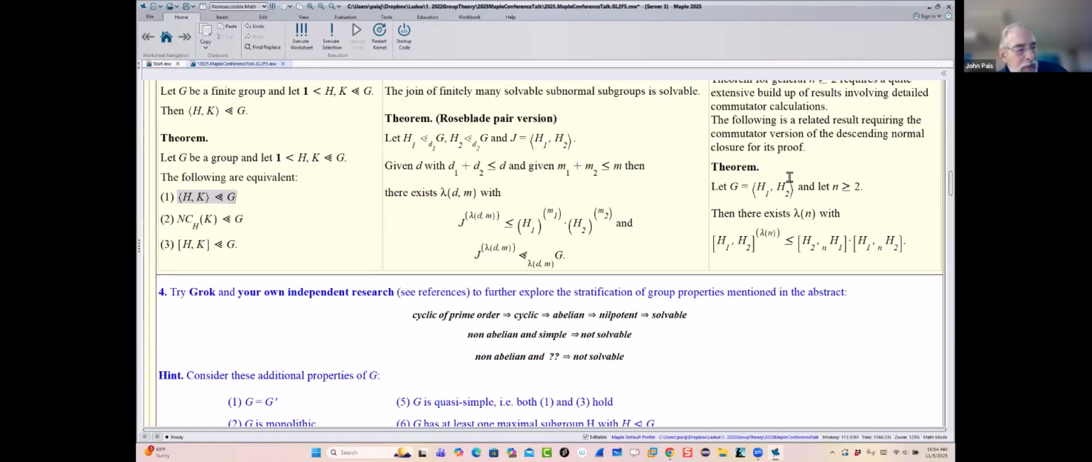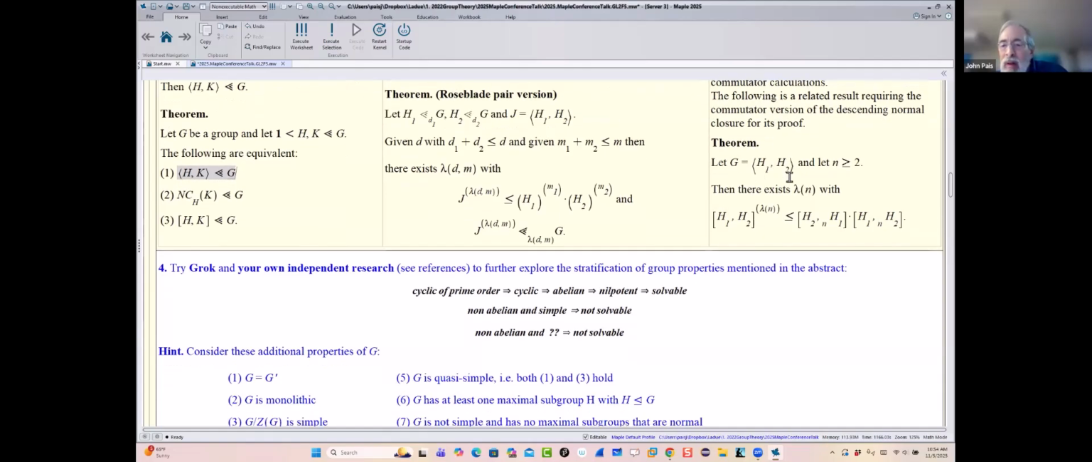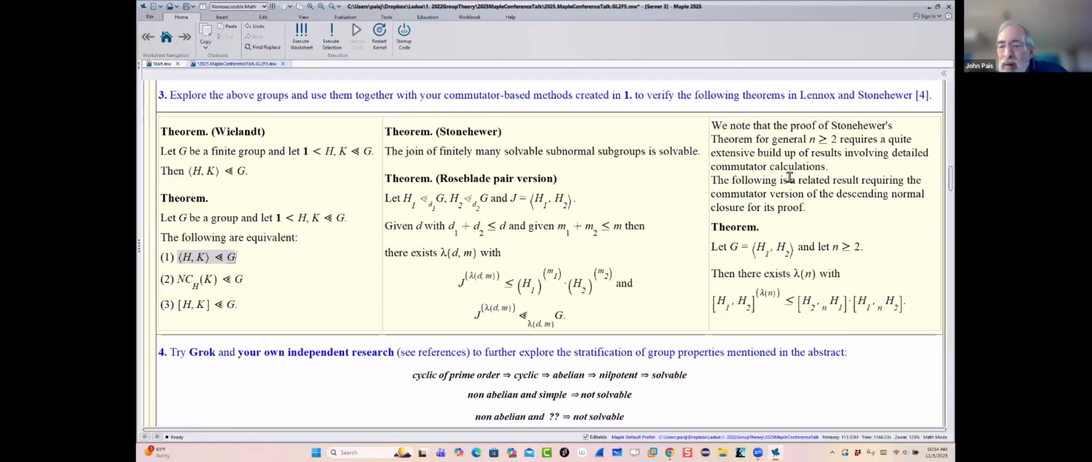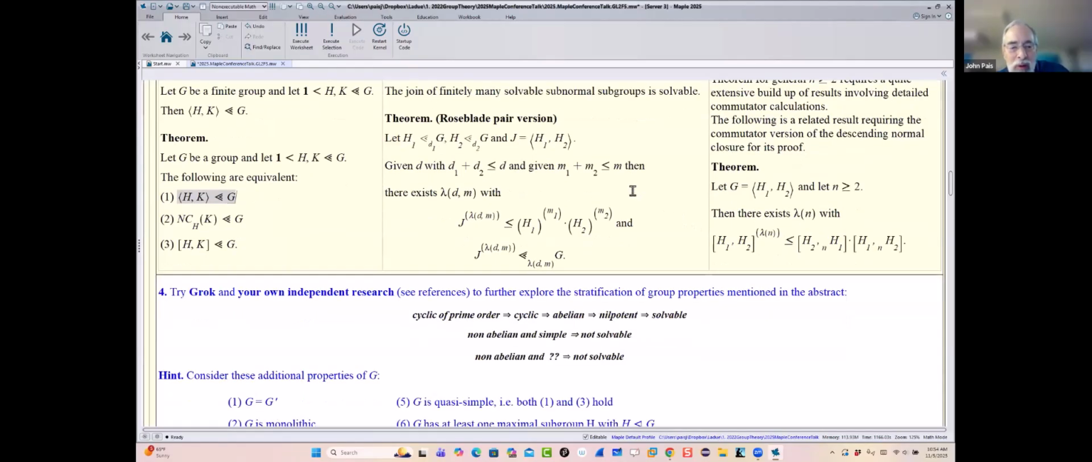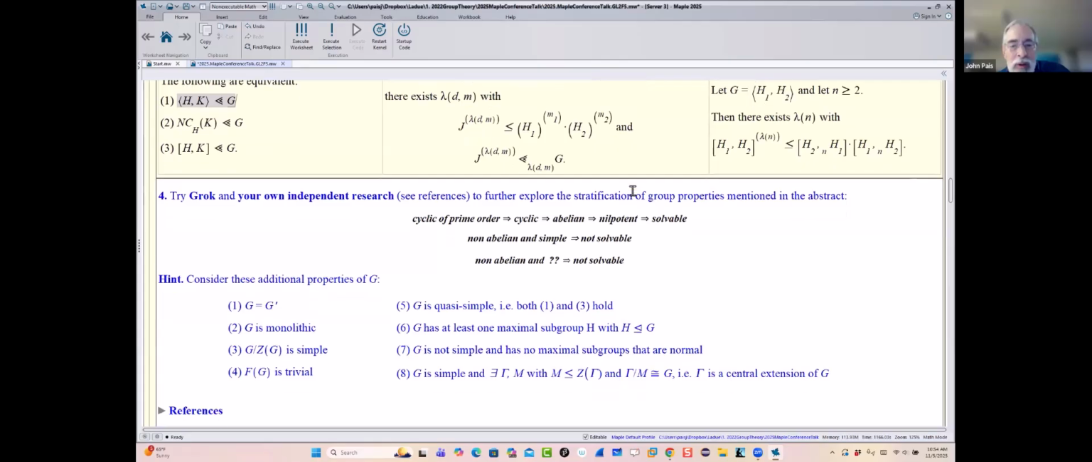In this final theorem here, it turns out that the commutator version of the descending normal closure is necessary for the proof of this. So that's tipping my hat to all the commutator stuff that I was talking about. So that's the end of the solvability part.